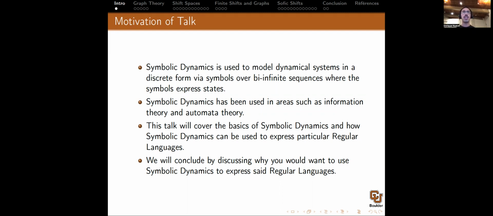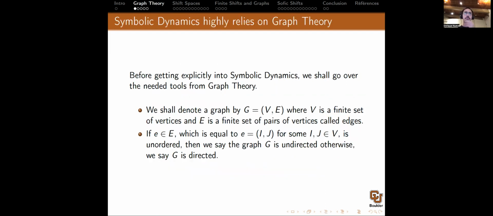As mentioned earlier, this talk will cover the basics of symbolic dynamics and how symbolic dynamics can be used to express particular regular languages. And we'll also conclude with saying, now that we presented all this material, why would we even want to do this? Why can't we just present a regular language in a simpler way, with a regular expression or a finite automata? But we'll get to that and explain why.